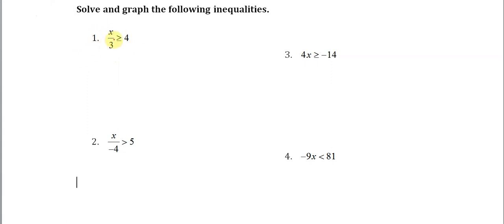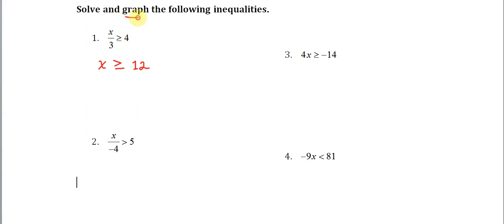So here we have a fraction. X divided by 3 is greater than or equal to 4. So it's not too difficult. We multiply both sides by 3 and we get x on the left side, and 3 times 4 is 12 on the right side. Okay? And our inequality sign stays exactly the same.